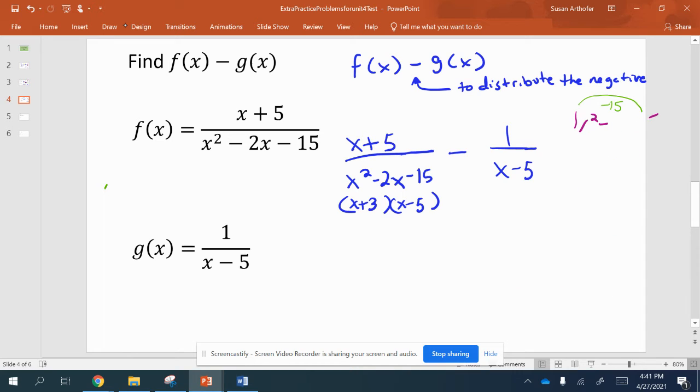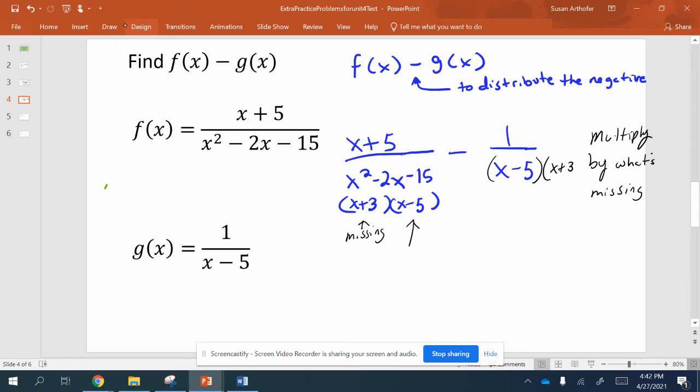Multiply by what's missing. And it's pretty easy to see. This one has the X minus 5. So this is the one that's missing, the X plus 3. So I'm going to multiply tops and bottoms by what's missing and extend my bar there.